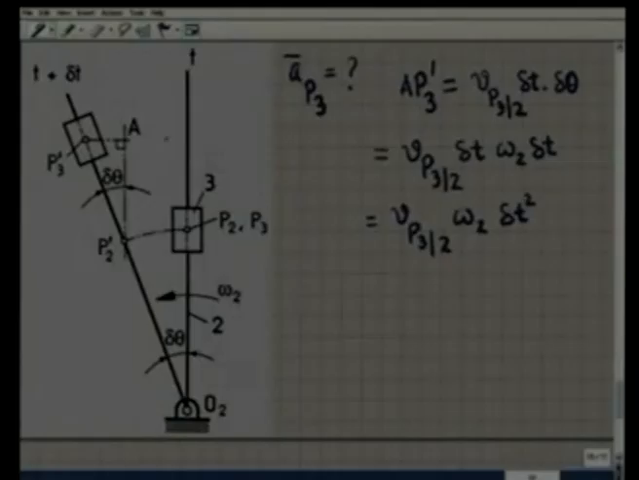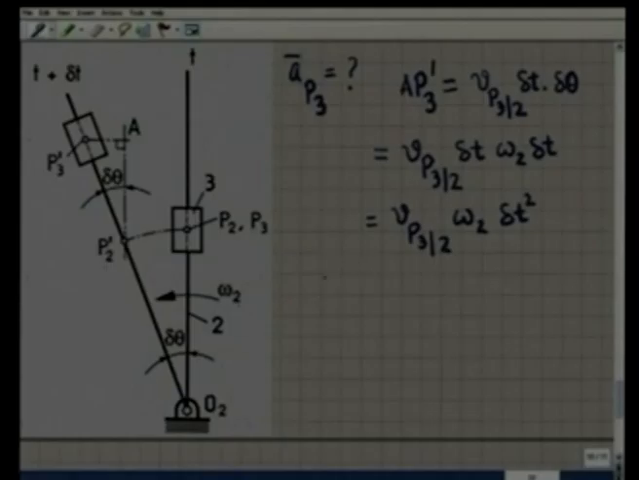So this extra transverse displacement that the point P3 prime has, which the observer sitting on body 2 misses, is given by this. And this extra displacement, as we see, is proportional to delta t squared, which means this is due to some acceleration in the transverse direction which this observer is missing.